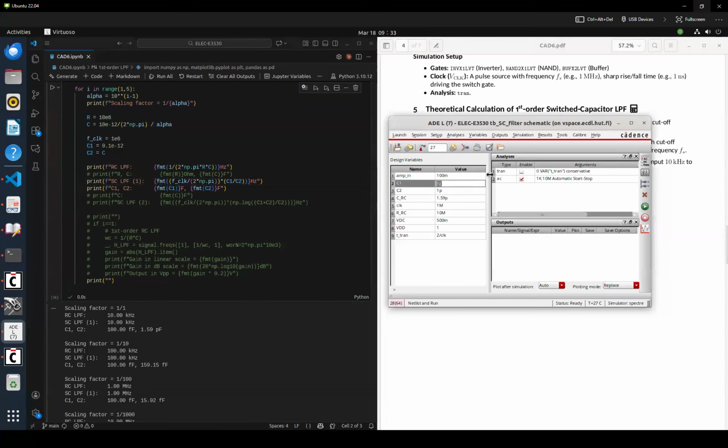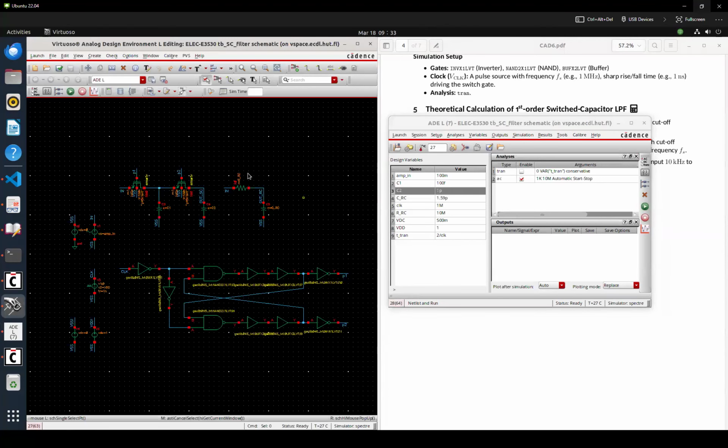So C1, let's say 100 femtofarad, and C2, because we set C2 equal to C, this is because we want to model this one as an R, and we want to keep this and this capacitor the same. So let's say C2 is set as C_RC. Okay.